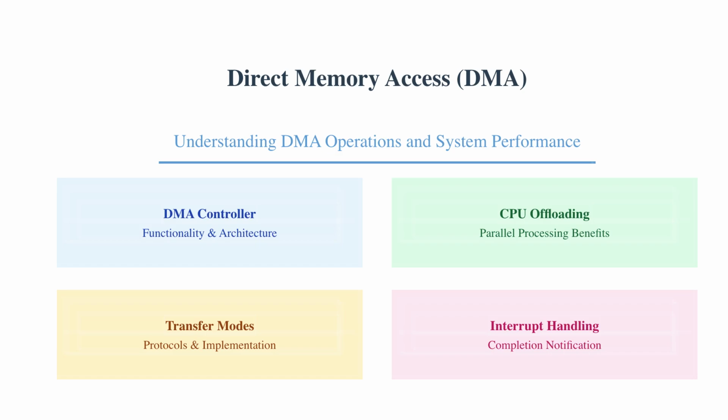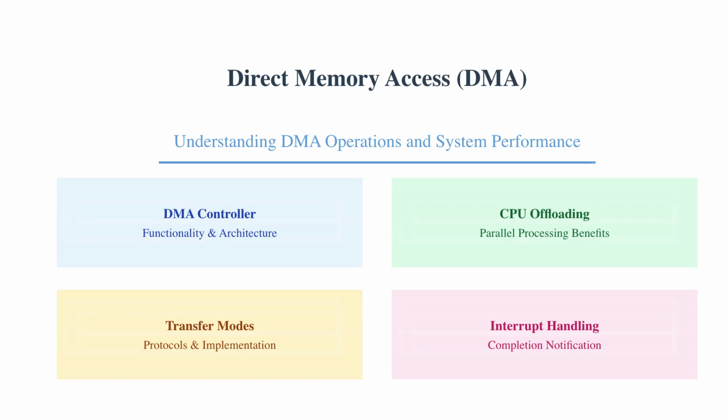The DMA controller is a specialized hardware component that manages data transfers between memory and peripheral devices without constant CPU intervention. It has its own registers to store transfer parameters like source address, destination address, and transfer count.